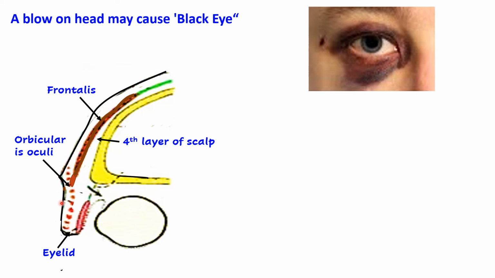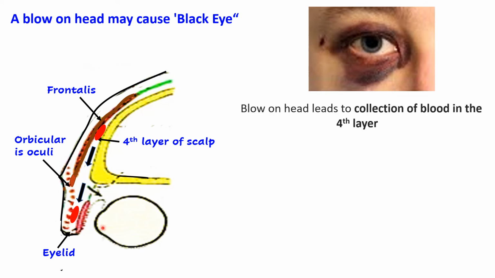So let us see what happens here. Suppose blood vessels are cut and the blood is accumulated in the fourth layer. Now what happens when you're sitting or standing? Because of gravity, this blood is going to trickle down or gravitate along the fourth layer into the eyelids. First the upper eyelid, and later on it will go around to the lower eyelid also, and this will lead to black eye. Let us again understand this via flow chart.